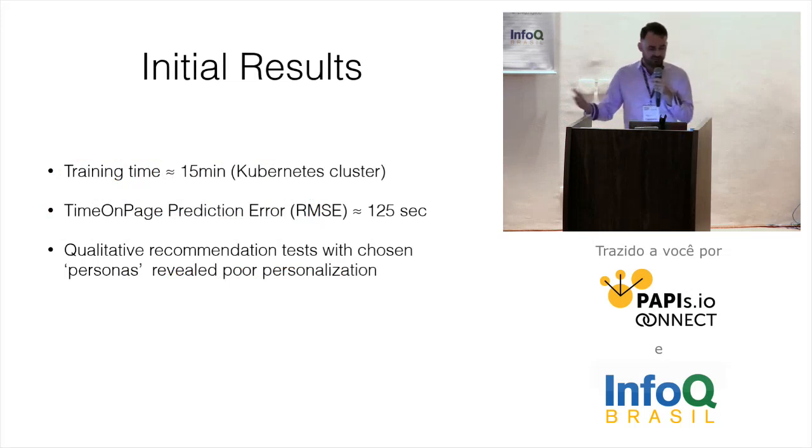The first implementation had good performance. It took about 50 minutes to run the full training pipeline. The prediction quality wasn't that good, but it's okay. The root mean square error of the time on page was 125 seconds. But as expected, we had a major issue here. The recommendations weren't showing good signs of personalization at all. We ran qualitative tests using carefully chosen personas with very specific interests. And even for them, the recommendations were dominated by the most recent, most viewed content.